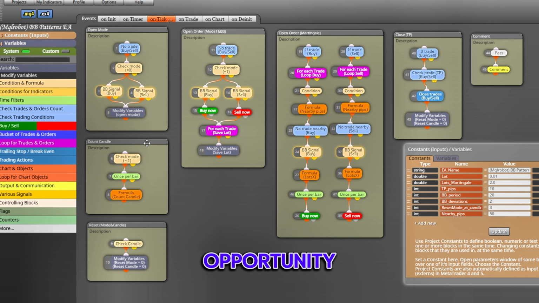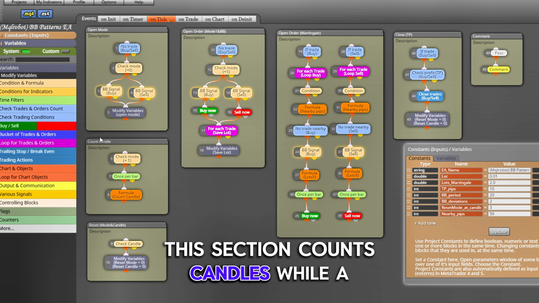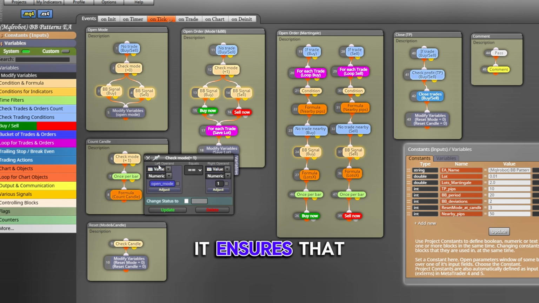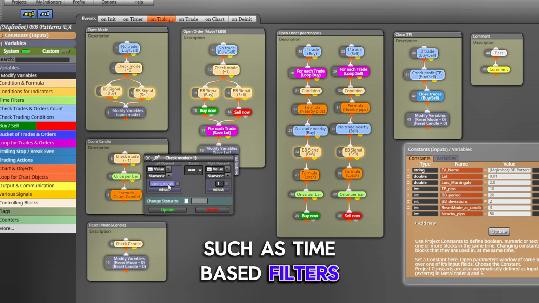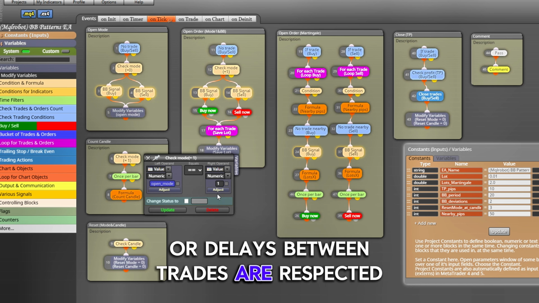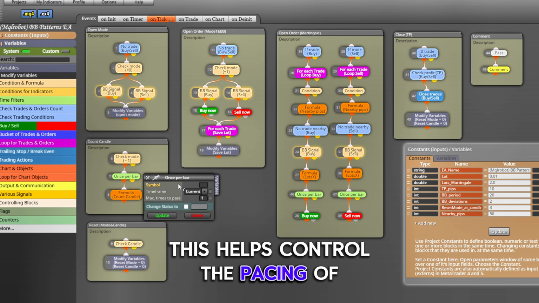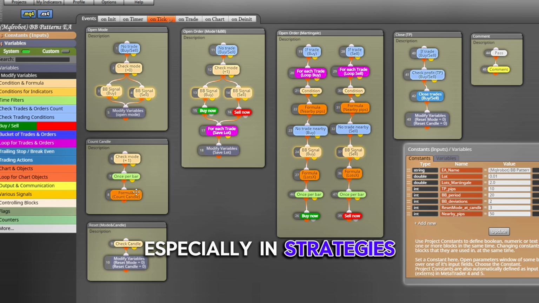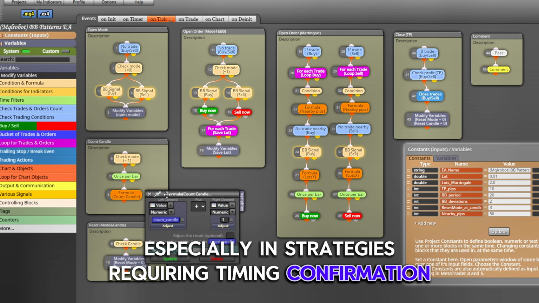This section counts candles while a mode is active. It ensures that conditions such as time-based filters or delays between trades are respected. This helps control the pacing of trade execution, especially in strategies requiring timing confirmation.